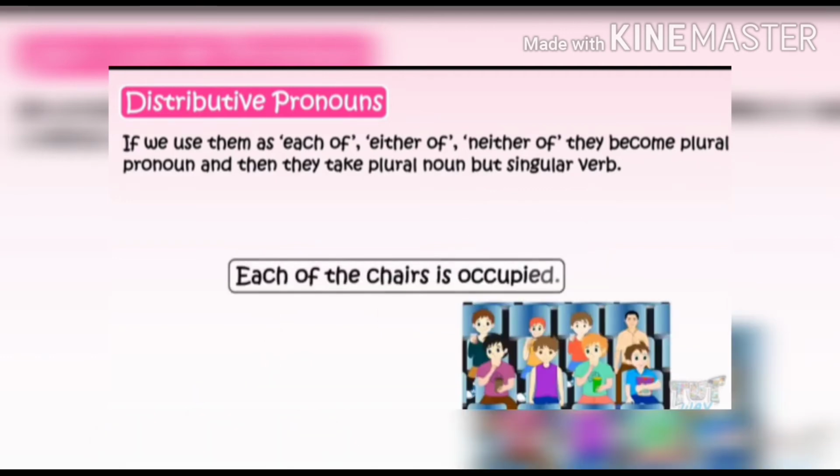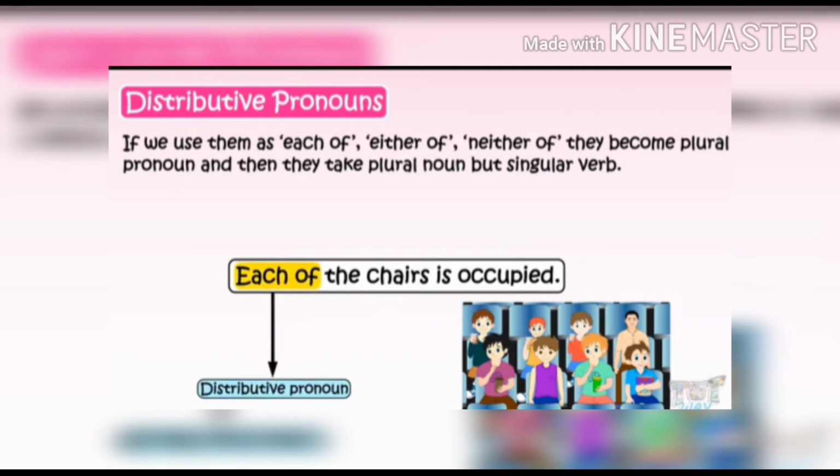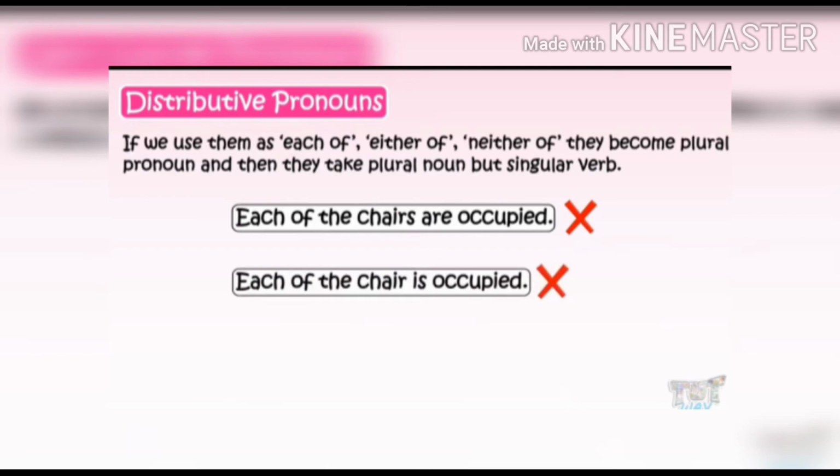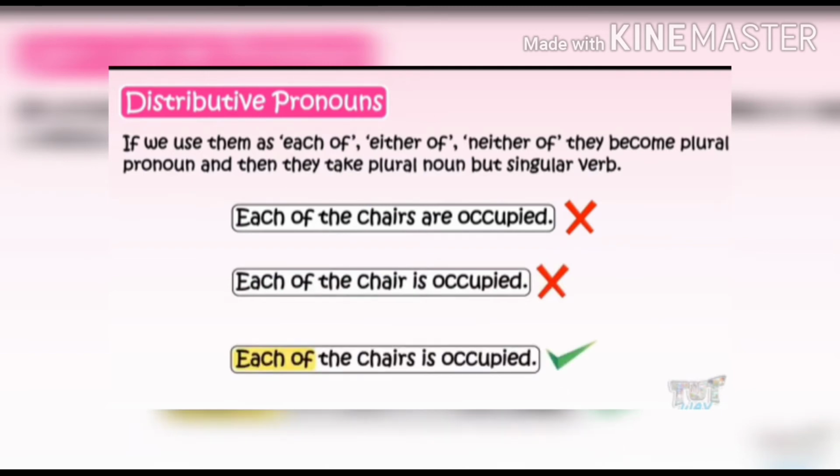Each of the chairs is occupied. So you can see we use each of, and this is why the noun is plural and the verb is singular. Chairs is the plural and the verb is singular. Each of the chairs is occupied. It will be wrong to say each of the chair are occupied. And it will be also wrong if we say each of the chair is occupied. The correct form is when you use each of, you have to use a plural noun and a singular verb.